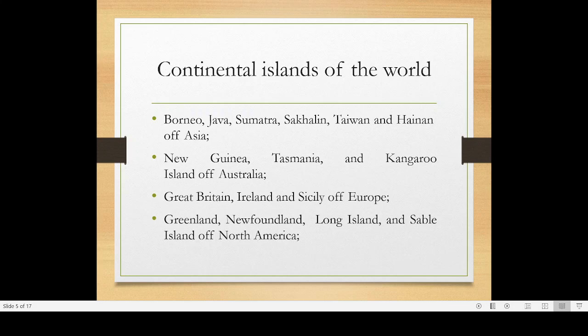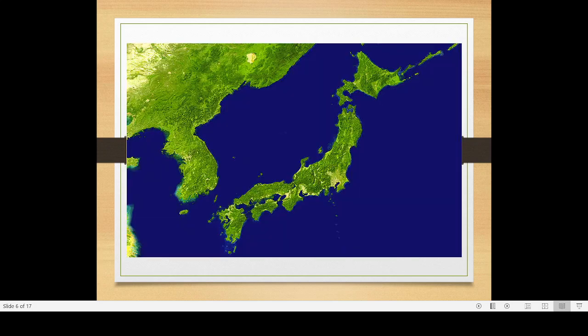Then we still have continental islands in North America, like Greenland, near North America. Greenland is an island occupied by Denmark. It is under the control of Denmark. Then we have Newfoundland, another example, which is off the coast of Canada. Then Long Island and Sable Island. These are all examples of continental islands situated in North America.